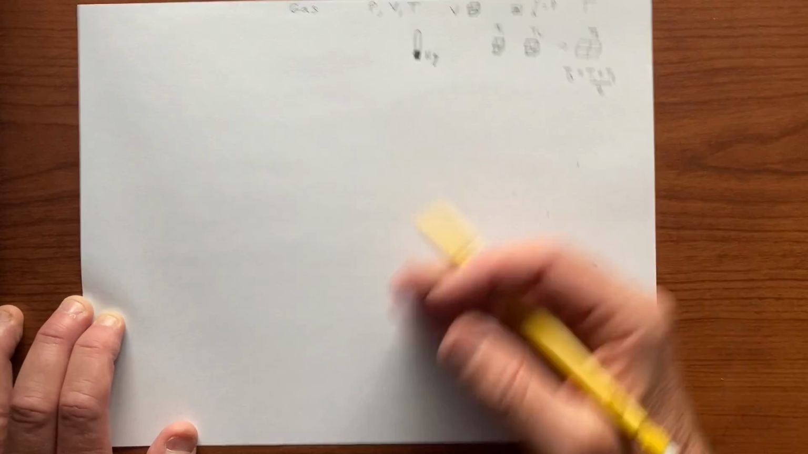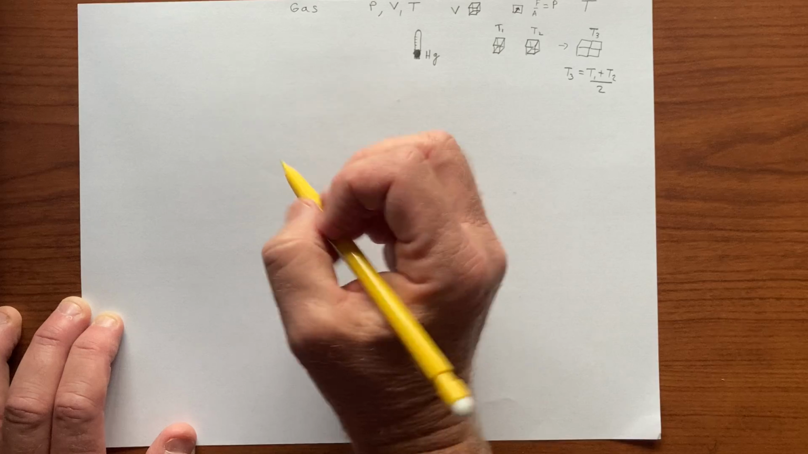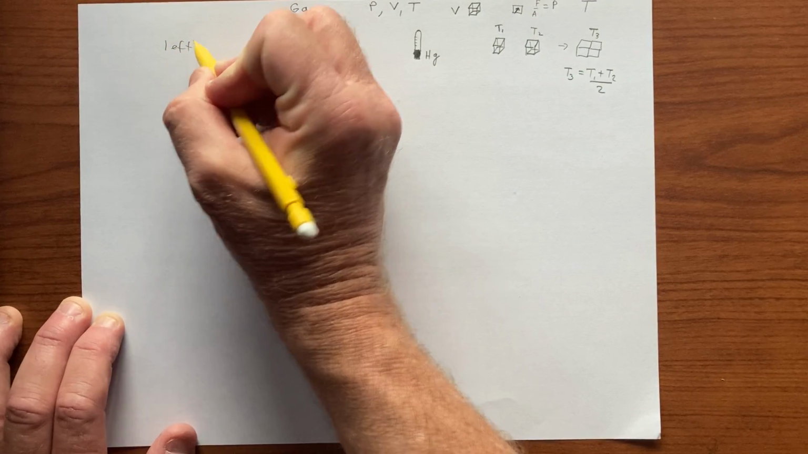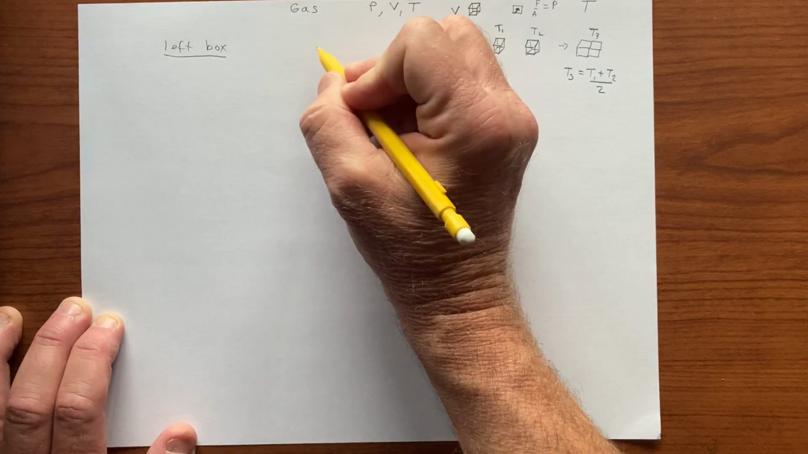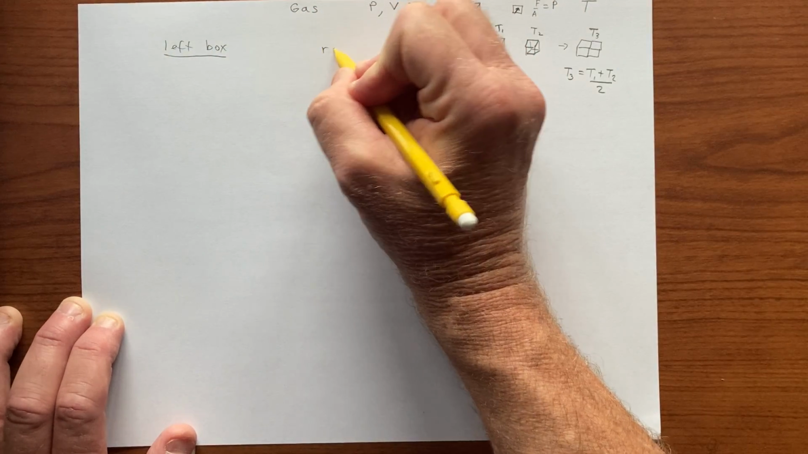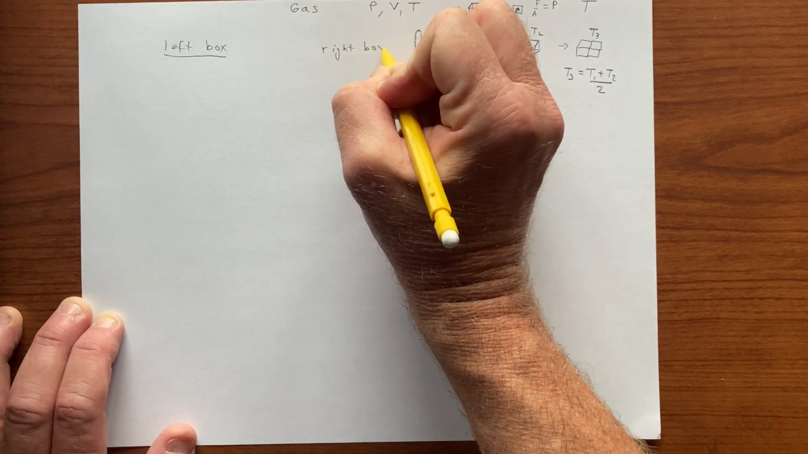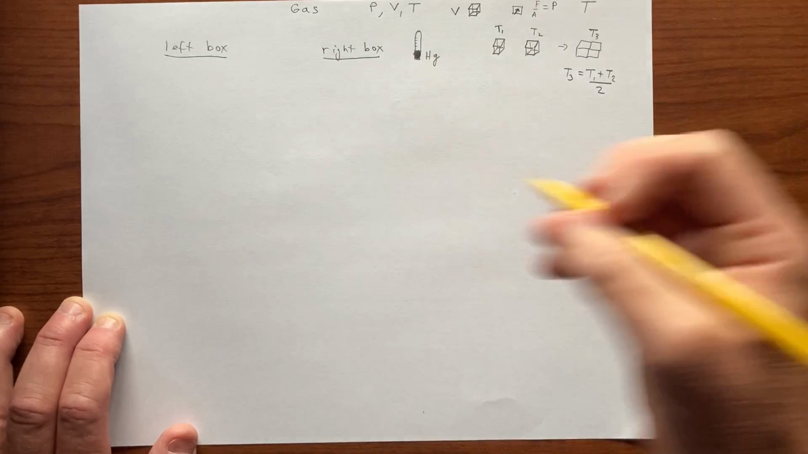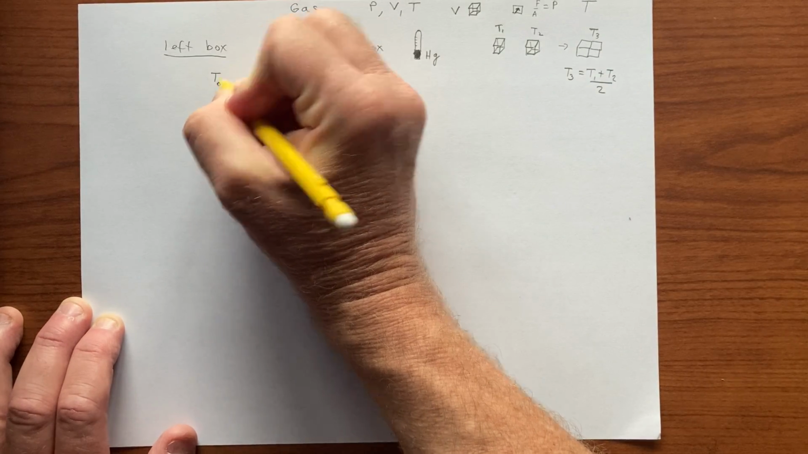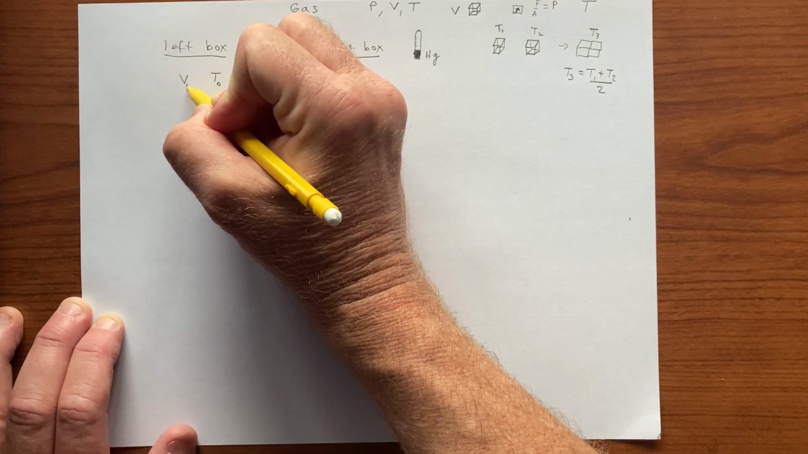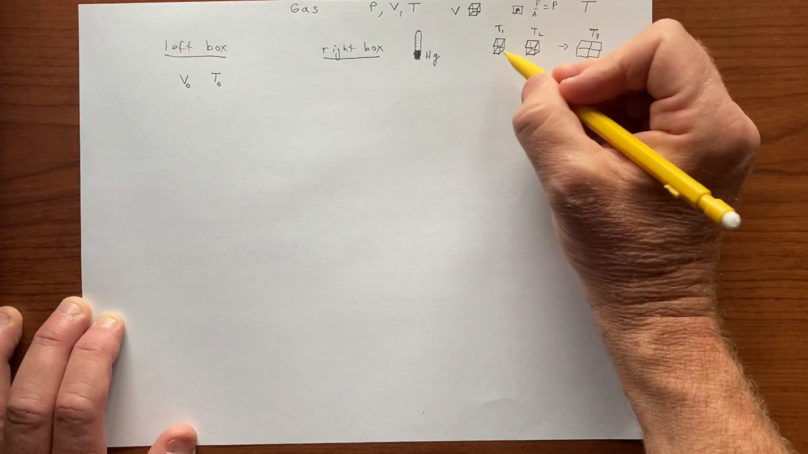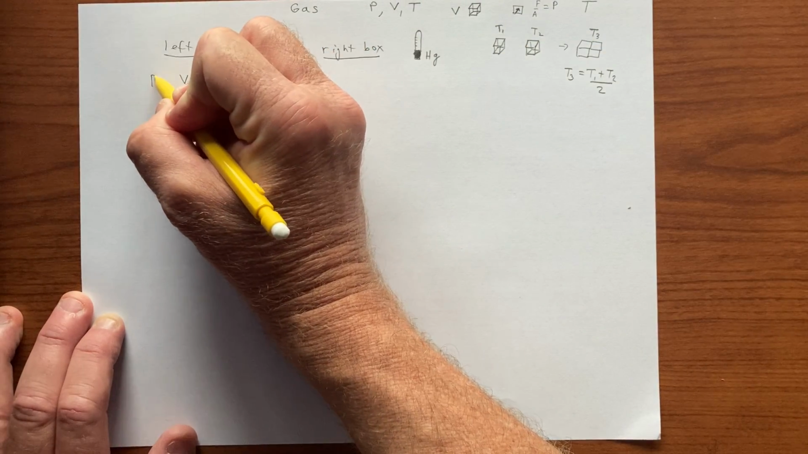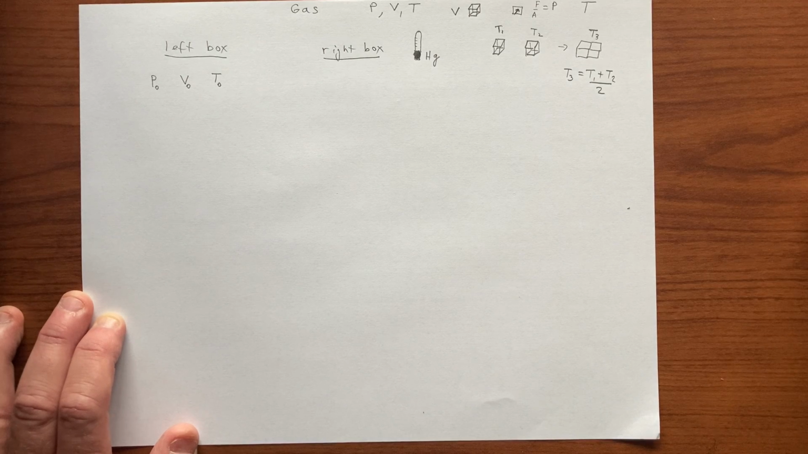Okay, so let's be a little bit more specific here, and let's imagine that we have the left box and right box, and the left box has, in addition to the temperature, T naught, it also has a volume that's specified as V naught. The other one on the right as well has that volume. We're not going to change that. And we measure the pressure, and its value is P naught.